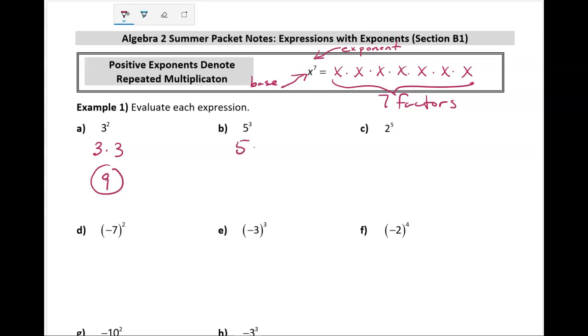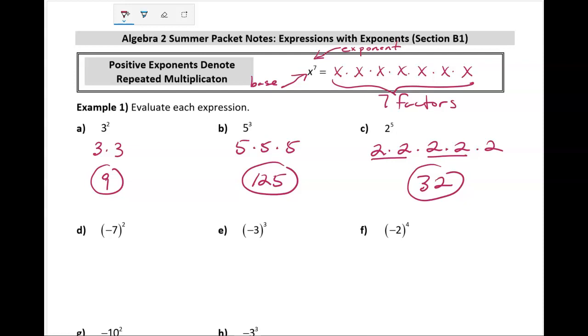5 to the 3rd is 5 times 5 times 5. 5 times 5 is 25, times 5 is 125. 2 to the 5th is 5 factors of 2 multiplied together. So we've got 4, times 2 is 8, times 2 is 16, times 2 is 32.